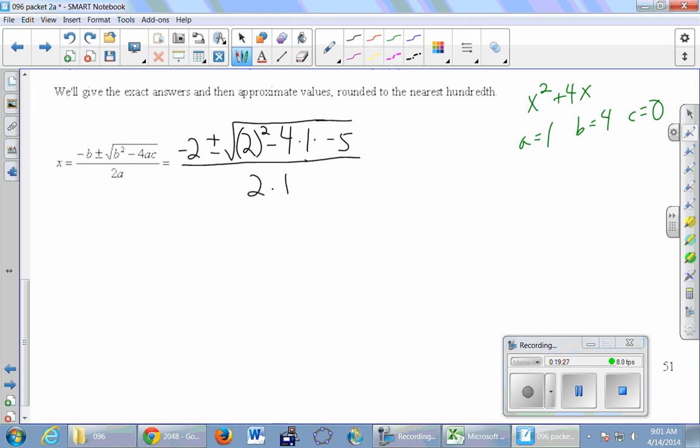So far, so good? Okay, so now we're going to do some arithmetic. I won't say it's hard, but it's complicated as far as arithmetic goes. So copying the first part, -2 plus or minus square root of. Okay, 2 squared, you already told me, is 4. And we've got to subtract 4 times 1 times -5. What does that all become?